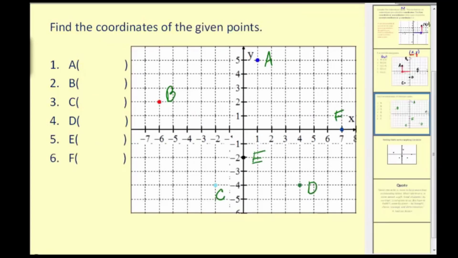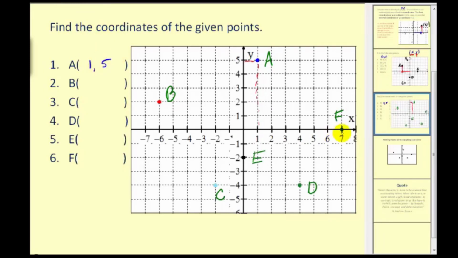Let's go ahead and try this in the opposite direction now. We're given several points that are plotted and we want to identify the coordinates. Well, the easiest way to do this is just draw a line straight to the x-axis and straight to the y-axis. And we can see the x-coordinate is positive 1 and the y-coordinate is positive 5. So A has the ordered pair (1, 5).